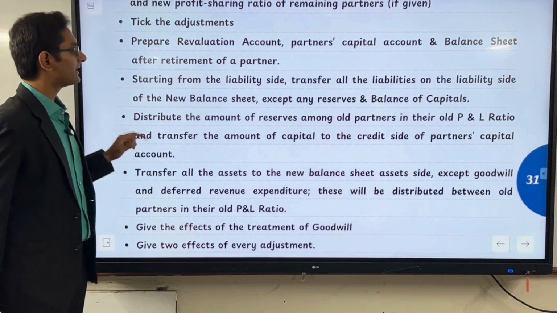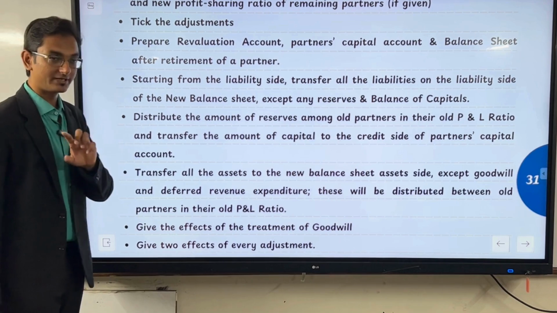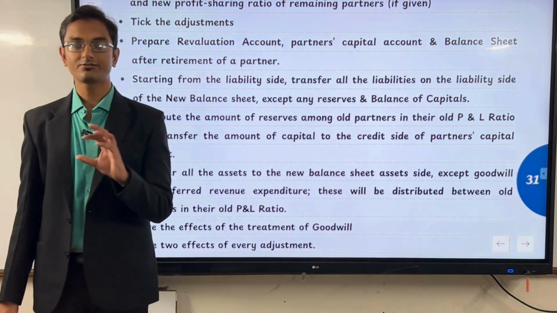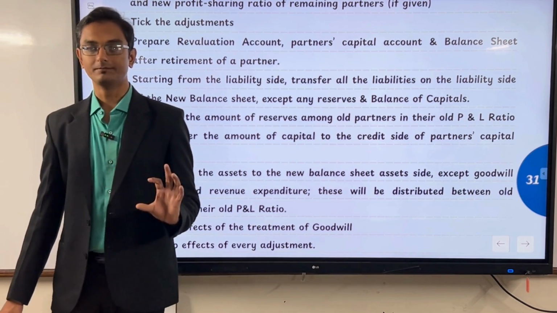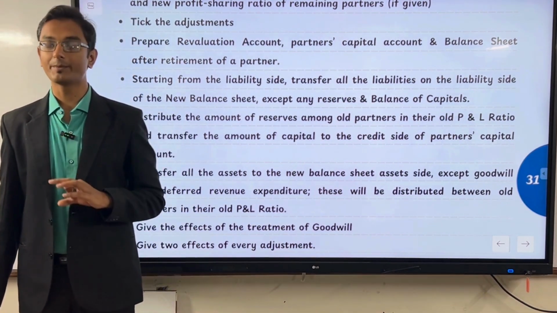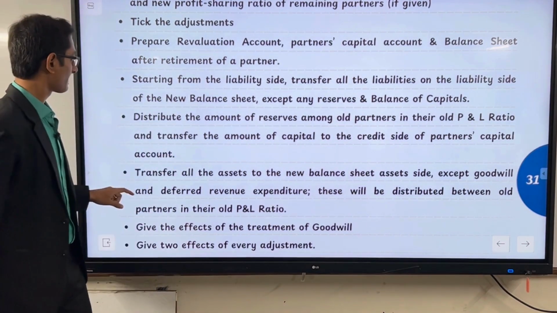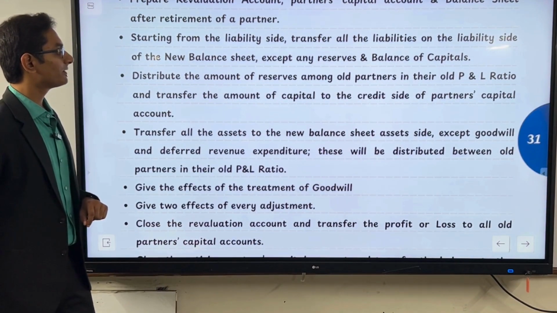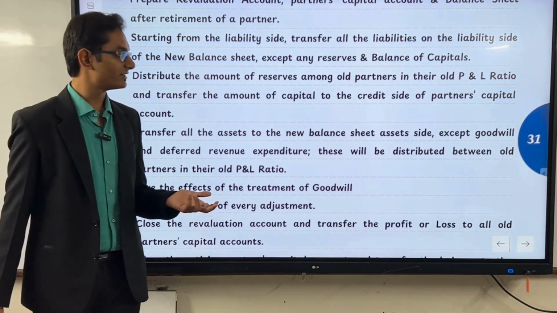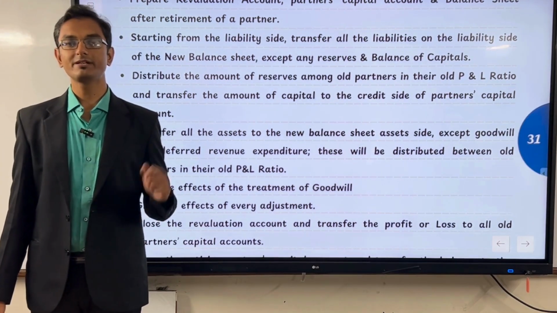Next, starting from the liability side, transfer all the liabilities to the liability side of the new balance sheet after the retirement, except any reserve and balance of capital. That means, apart from balance of capital and reserve, whatever liability there is, we are supposed to transfer to the new balance sheet that we are preparing. If the question has not asked to prepare the balance sheet, then we do not have to transfer. Distribute the amount of reserve among all partners in the old profit sharing ratio and transfer the amount of capital to the credit side of partners' capital account.